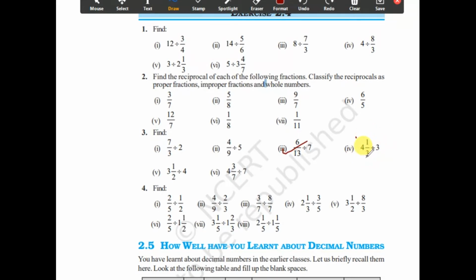This one again, this is mixed fraction, so first convert it into improper fraction. That will be 3 4s are 12 and plus 1, that will be 13 by 3. And this is 1 here, so when I take the reciprocal and change the sign of division to multiplication, and now I have to take the reciprocal of 3 by 1, so it will become 1 by 3, correct? So answer is 13 by 9. Okay, this one you will do.